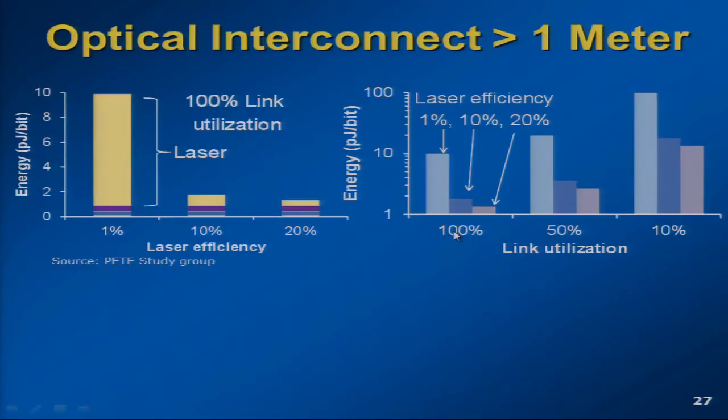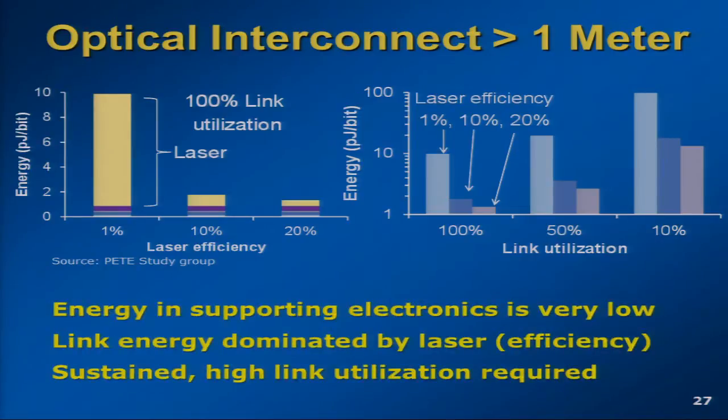At 100% utilization of the link, with 1% laser efficiency, the energy is 10 picojoule per bit. If the utilization drops, the energy efficiency reduces. It goes down to only 10% in a realistic case, where the data traffic tends to be bursty. Potentially the energy efficiency of optical interconnects can be really low.